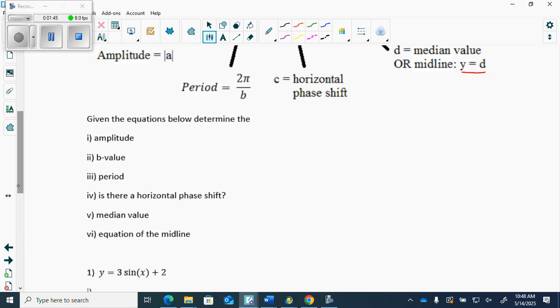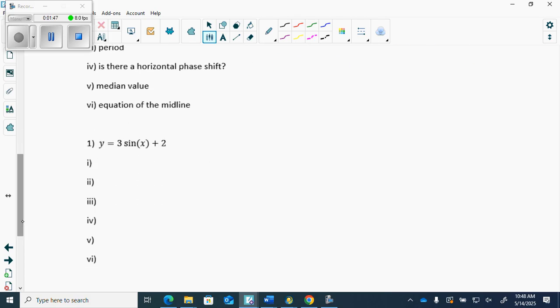So let's go find the amplitude first. What's the amplitude of this one? 3. We don't write amp, we don't write A, we write amplitude. And I just wrote A.